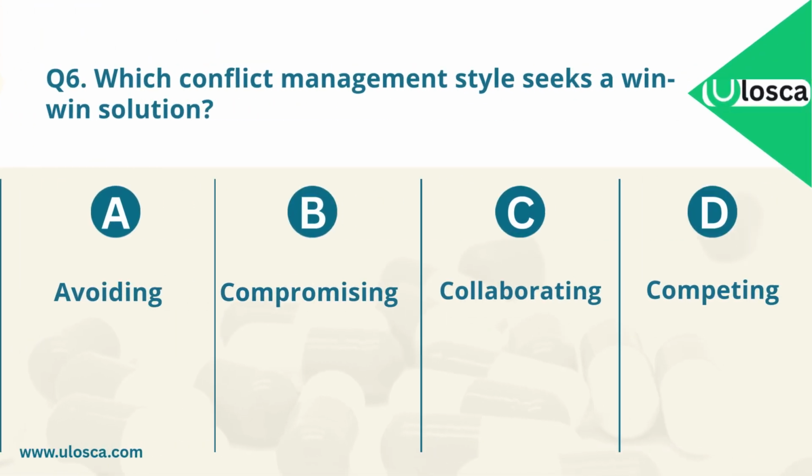Question 6. Which conflict management style seeks a win-win solution? A. Avoiding. B. Compromising. C. Collaborating. D. Competing. Which one is the correct answer?